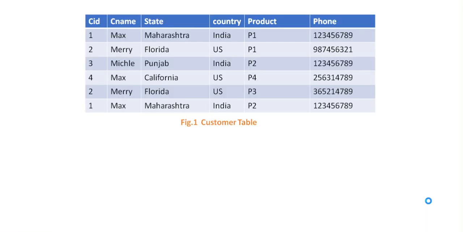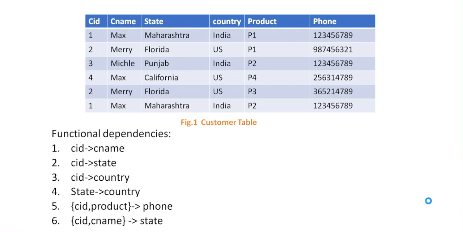Now let's take another example, customer. This customer example has customer ID, name, state, country, product and phone. These are the attributes. The functional dependencies are: customer ID determines customer name. Yes, if customer ID 1 has the name Max, and there is another row for customer ID 1, the name is also the same, that is Max. So customer ID is determining customer name. Another is customer ID determining state.